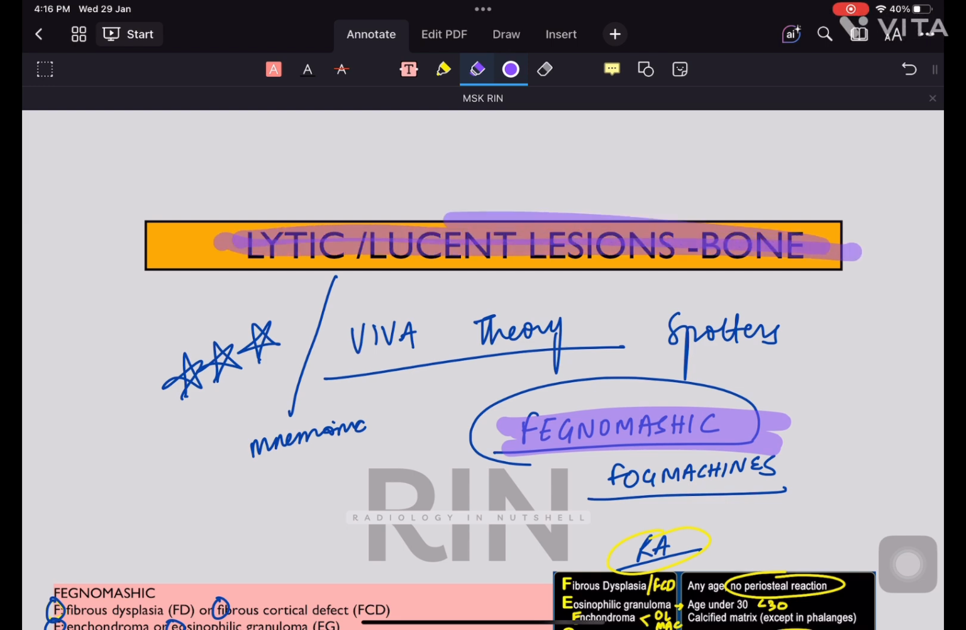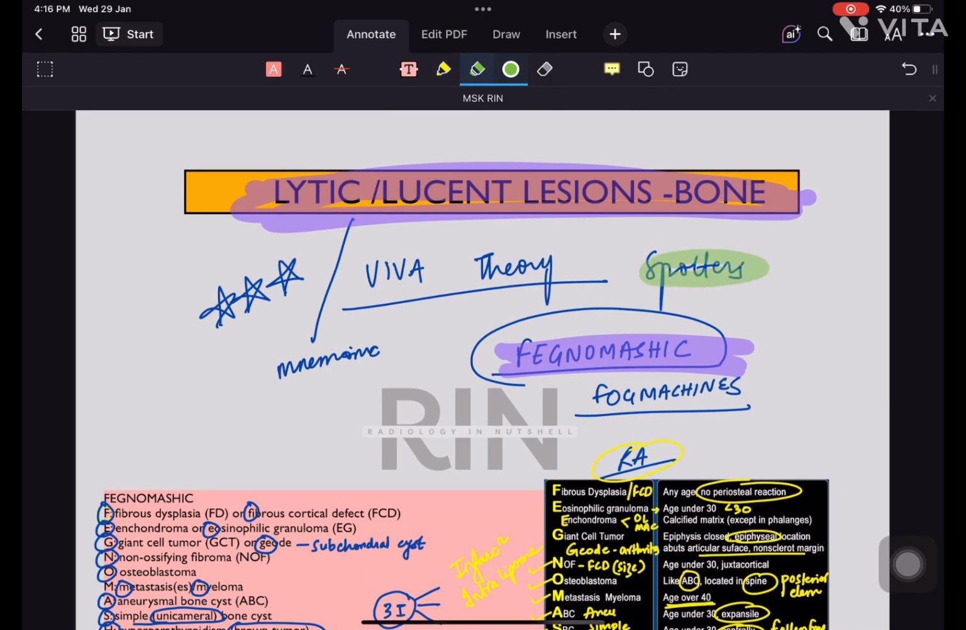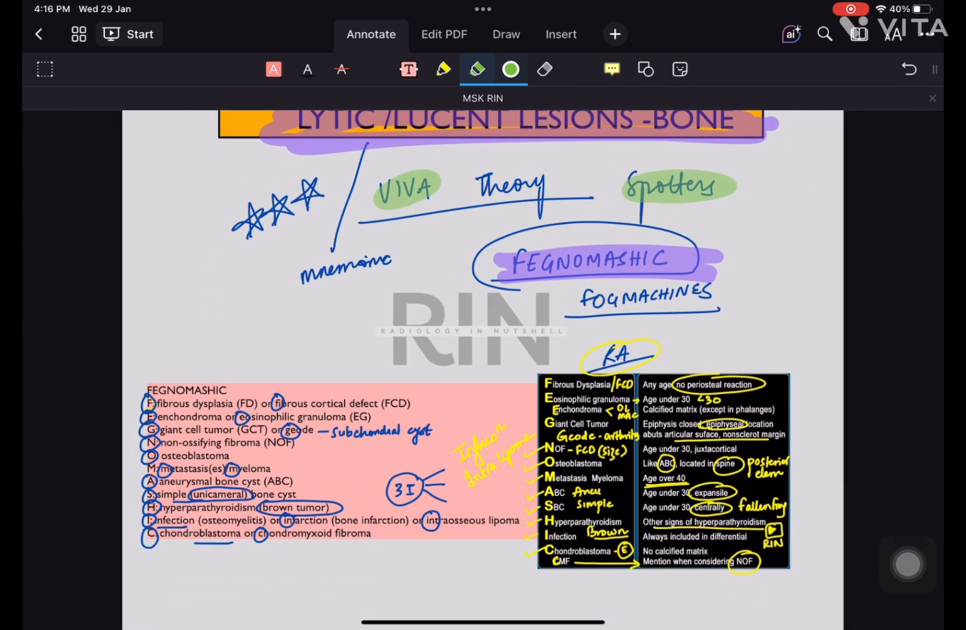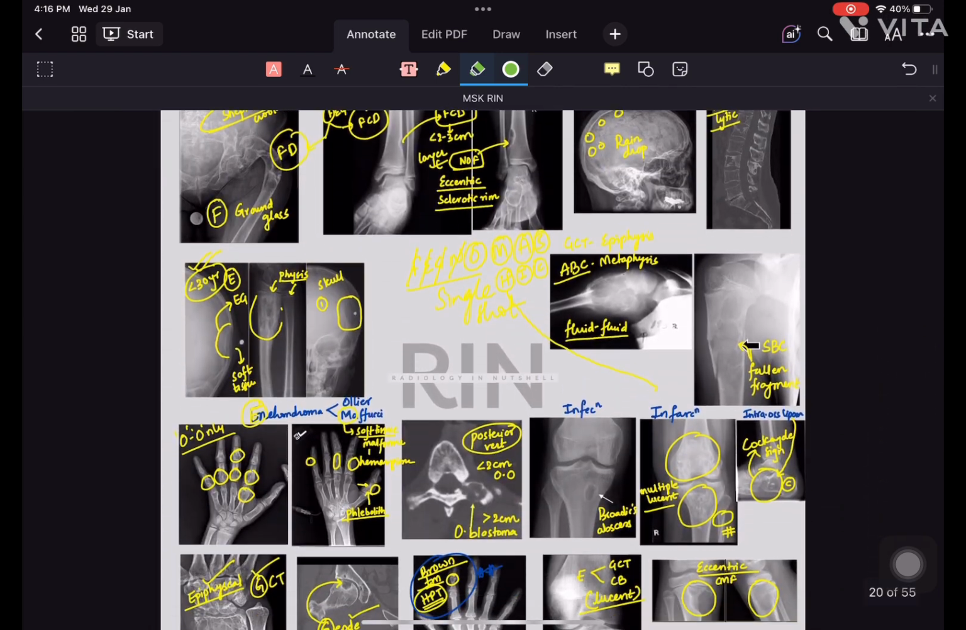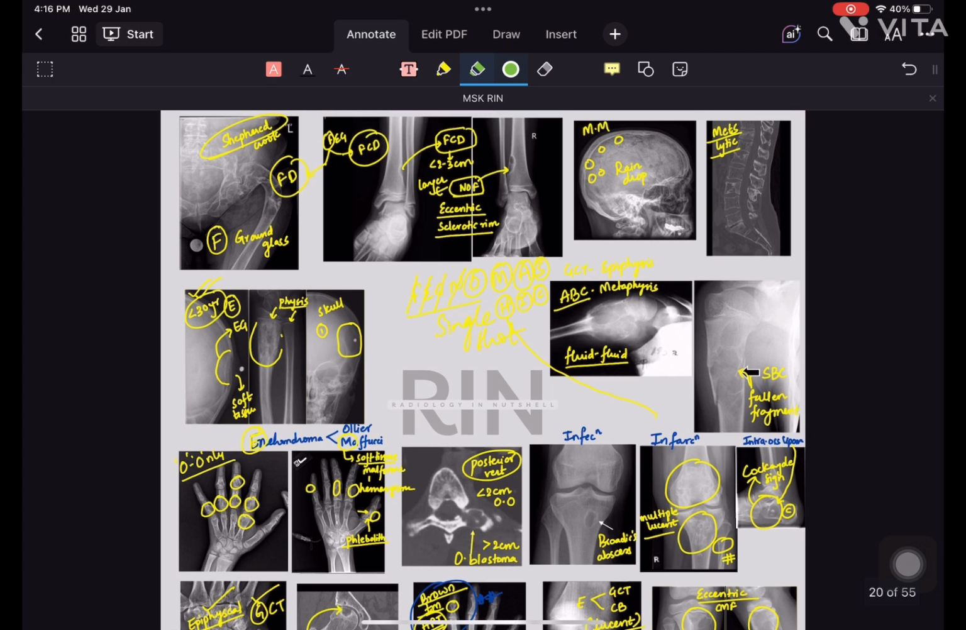So this summarizes the lytic lucent lesions of the bone, which is a very importantly tested topic in all the radiology exams. It can even come for the long case also, and spotters also. These bone lesions are frequently asked. When we know this mnemonic and when we know these appearances, it's almost easily answerable. Most of the questions we can answer.